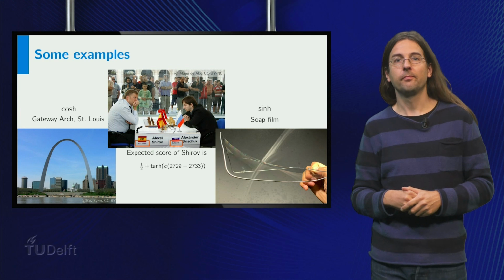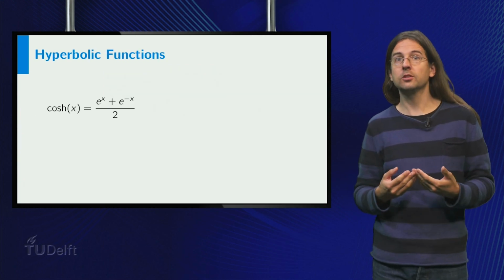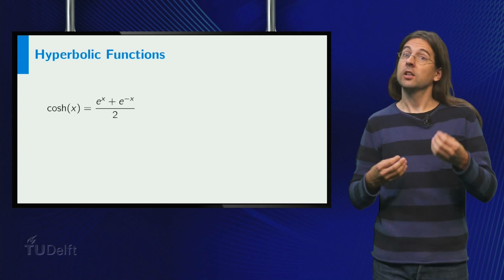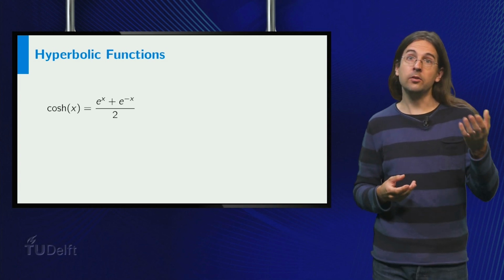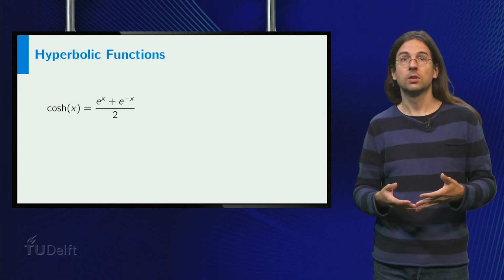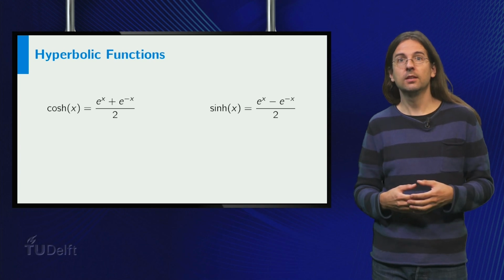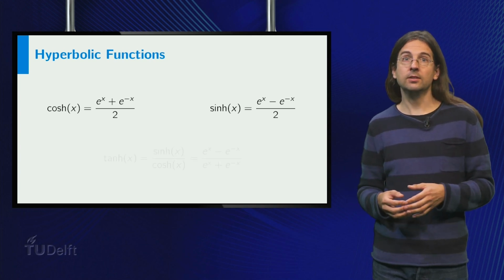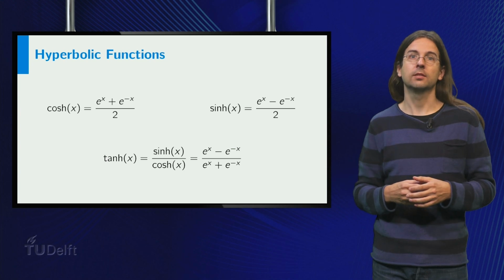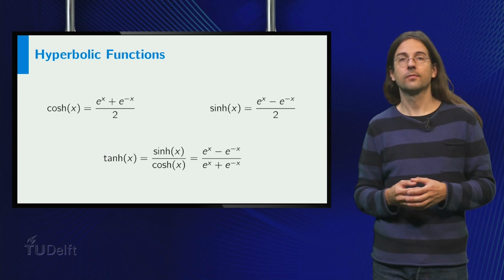In this video you will learn the basics of these hyperbolic functions and see why you should be interested in them. The definitions of the hyperbolic trigonometric functions are given in terms of the exponential function. The hyperbolic cosine is just e^x plus e^(-x) over 2. The hyperbolic sine is the same with a negative sign, and the hyperbolic tangent is the quotient of the hyperbolic sine and the hyperbolic cosine, in similarity to the trigonometric functions.